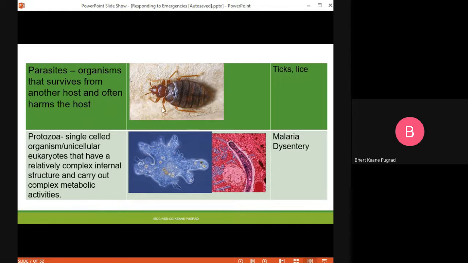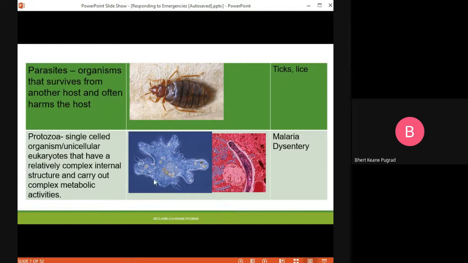Your protozoa are single-celled organisms or a unicellular eukaryotic organism that have a very complex internal structure and carry out complex metabolic activities. Okay, so pansin nga natin dito sa ating graphical representation, hindi naman siya hugis bacteria, hindi naman siya hugis virus. Okay, although they are a type of cell, it's a celled organism that have a complex structure.